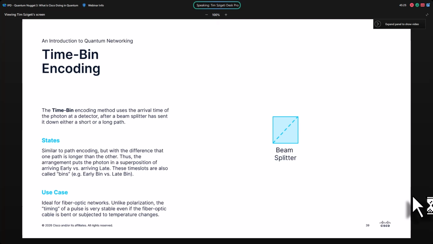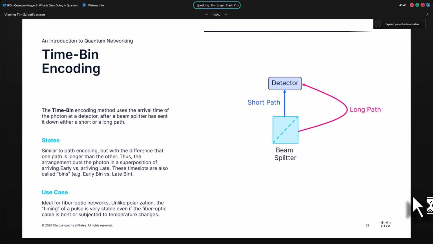And basically, it's the same as path encoding, except that we are looking at how long it takes to get to a detector. And there'll be two different paths. There'll be a short path, and then there's going to be a long path. And so when the light comes in, again, we're focused about timing here. We can say, okay, if it takes a short path, it's going to arrive early at the detector. If it takes a long path, it's going to arrive late. And depending on those synchronized arrival times, we can then achieve that superposition using time bin encoding. Now this one, in fact, is much more suitable to fiber optics because even if the cables are bent or there's temperature changes, it doesn't interfere with it.